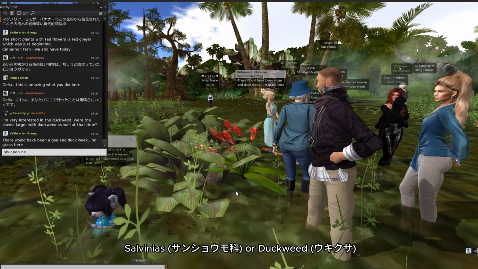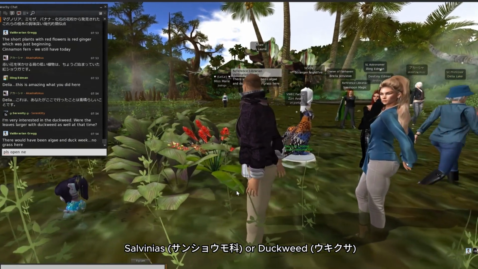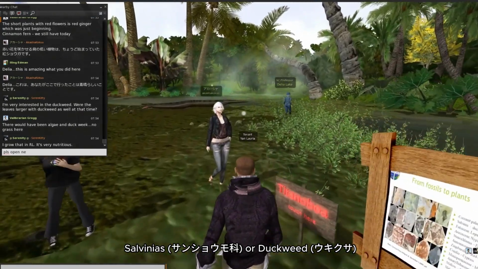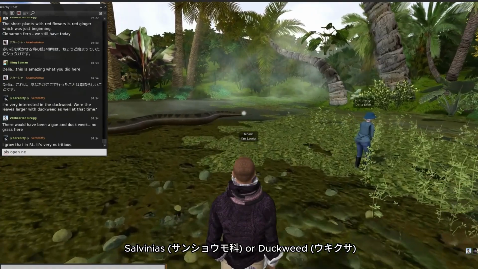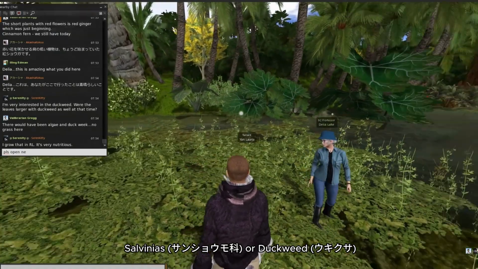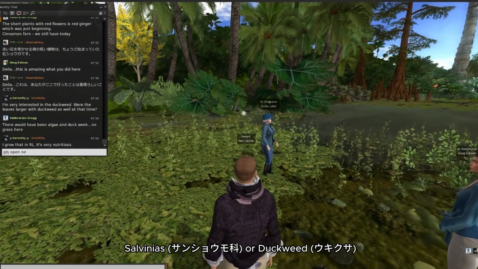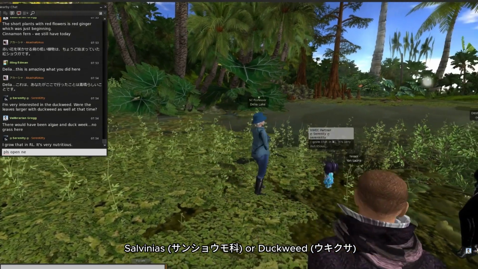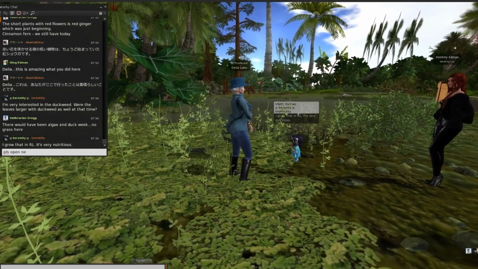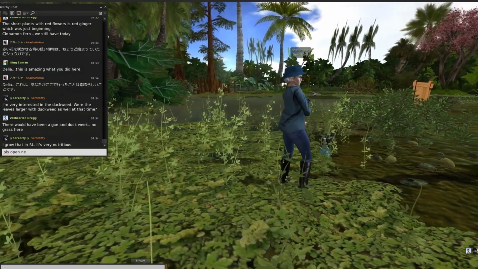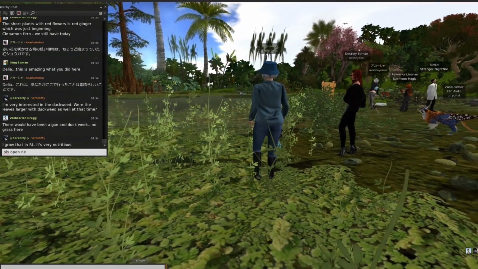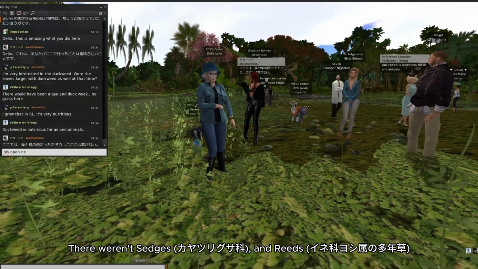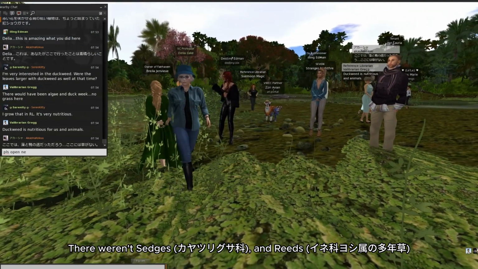Sorry, which is a duckweed? Duckweed is over here. Oh, yes, Serenity. Duckweed is highly nutritious, a good source of protein for us as well as for animals. But where you would have today sedges and reeds, grasses, there is none. None at all.